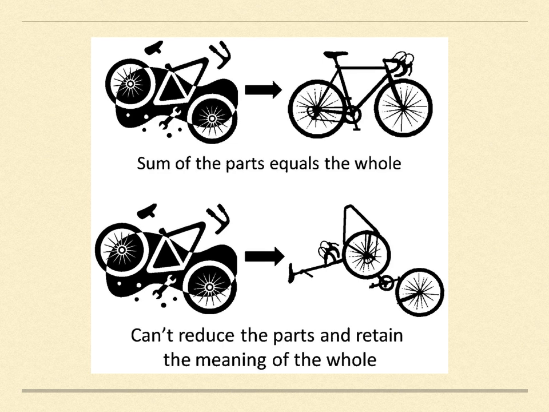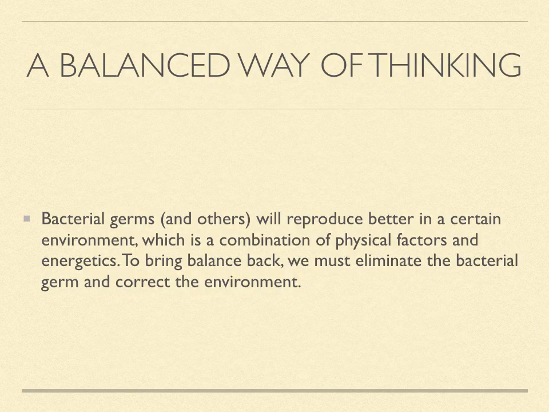So in that way, trying to achieve a balanced way of thinking that is neither too extremely reductionistic nor extremely holistic would be something like this: bacterial germs and other germs will generally reproduce better in a certain environment, and that environment is a combination of physical factors and energetics, for example, our spiritual world, our emotions. And physical factors would be our nutrition, building blocks in our body, taking such or such supplement. And in order to bring balance back, we must both eliminate the bacterial germ and correct the environment.